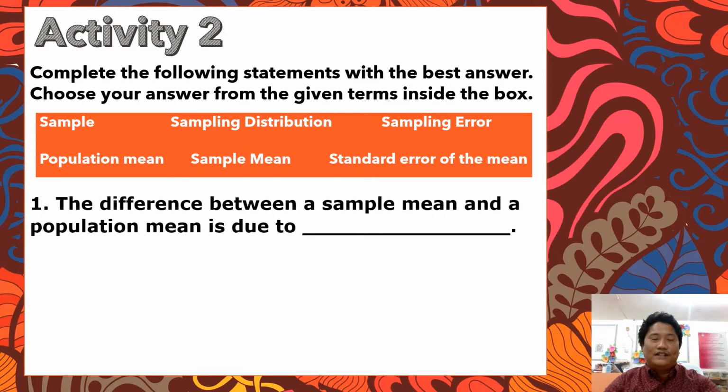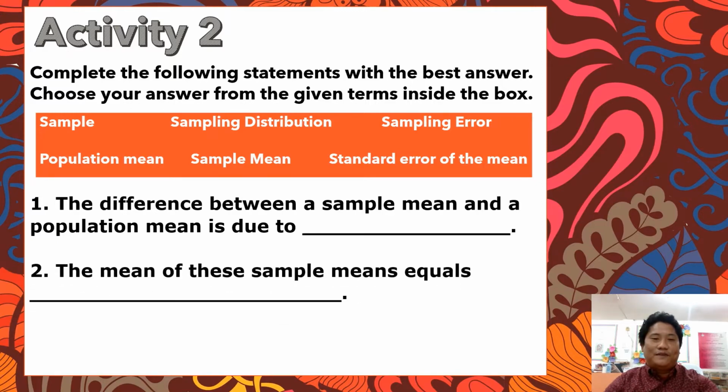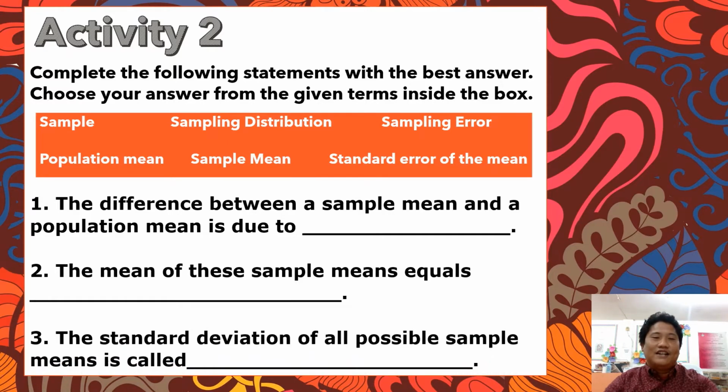For the first one, the difference between a sample mean and a population mean is due to blank. So you choose your answer on the box. Which term will be the best answer for number 1? For number 2, the mean of these sample means equals blank. And lastly, the standard deviation of all possible sample means is called blank. So I'll give you 2 minutes to answer. God bless. A few moments later.